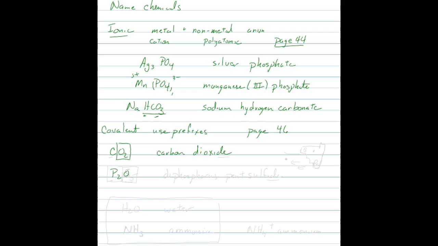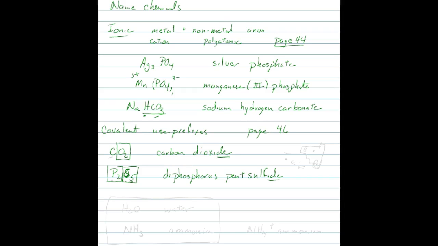P2S5. There are 2 phosphorus, even though it's 3 minus, we don't do that. So it's diphosphorus. 5. Now you look at the sulfur. 5 is pent. S is sulfur, but we make it sulfide. Again, it will always end with ides, and you just have prefixes in front.